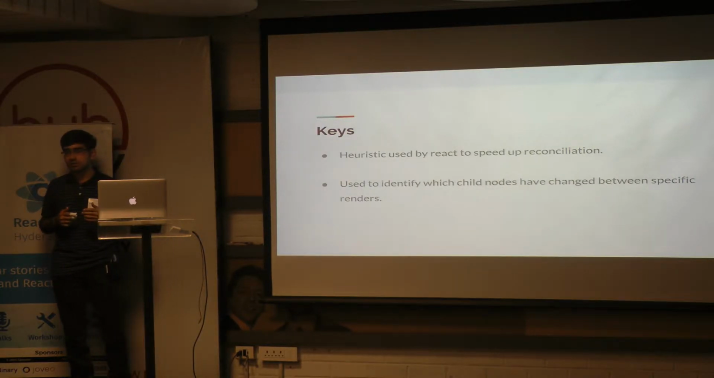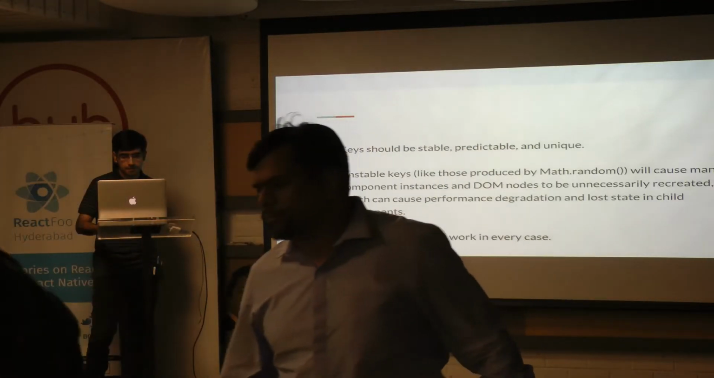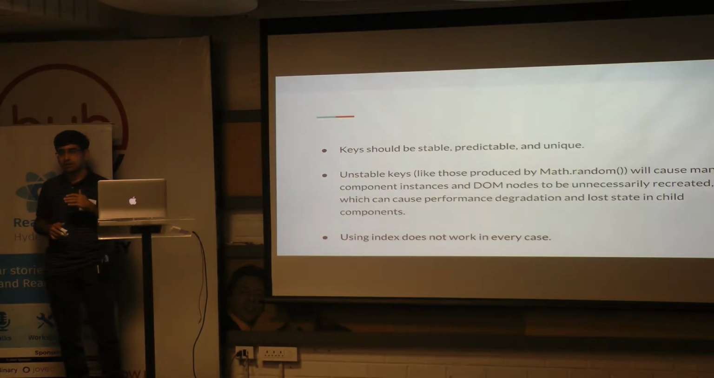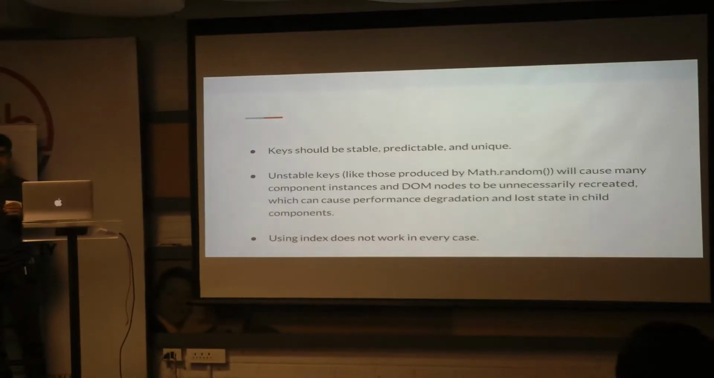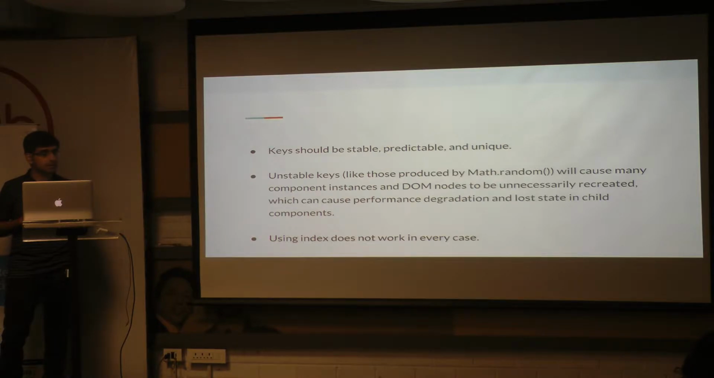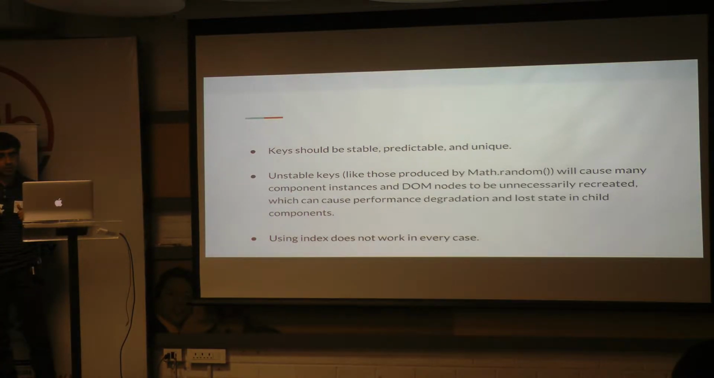So keys is one of the heuristics which is used by React to speed up the reconciliation process. It is used to identify which nodes have changed between specific renders and which have not. So whenever you are generating a list of child nodes, you must give them unique keys. Keys should be stable, predictable and unique. Unstable keys like using Math.random will cause unnecessary DOM nodes to be created and deleted and cause performance degradation. Also, using indices does not work if your list can be reordered or entries can be deleted from your list.